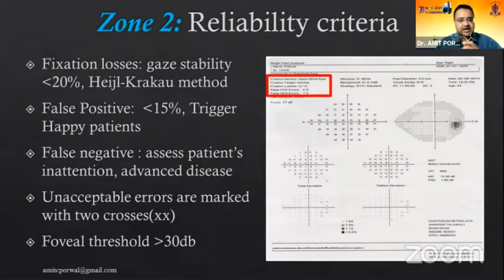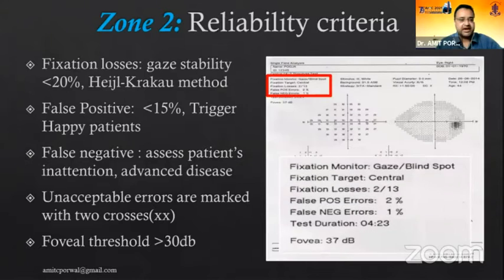Coming to zone 2 is the reliability criteria. Basically, what are these reliability criteria? You have the fixation losses, which is a gaze stability. It should be less than 20%. You have the false positive, which should be less than 50%. If it is more, that means it's a trigger happy patient.